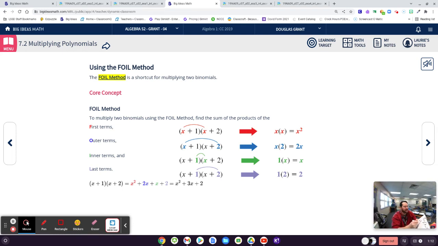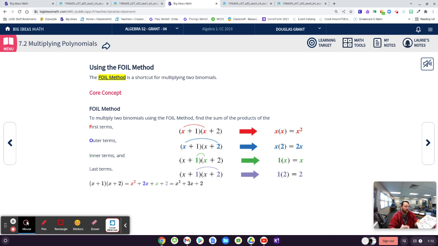That gives us 2x. Then you multiply the inside terms, which is the 1 and the x. Drew the little loopies there. That gives us plus 1x. And then the last terms, the 1 and the 2. And they're both positive, so we get plus 2 at the end. And then you combine your like terms, the 1x and the 2x make 3x. So you get x squared plus 3x plus 2.